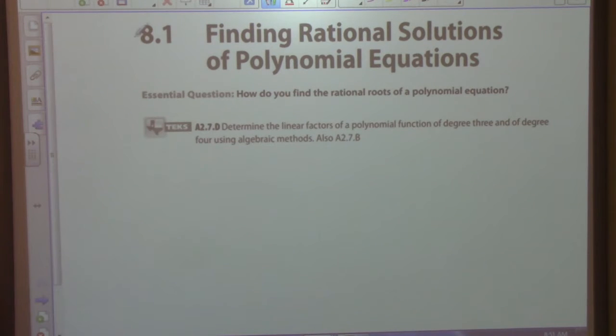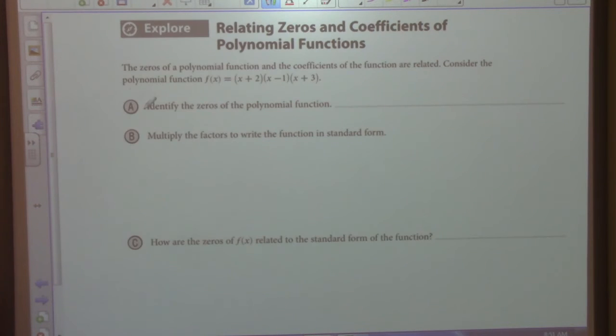We're going to go into section 8.1, which has to do with finding rational solutions of polynomial equations. You might recall in section 6.2, which we just finished yesterday, we graphed polynomial functions. We talked about odd, even, end behavior, factored form and intercept form. So how do we find the rational roots of a polynomial equation? We're going to start talking about that today and figuring out how to do that.